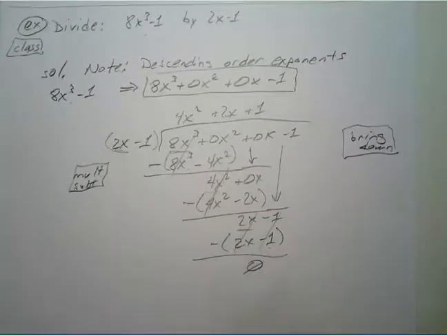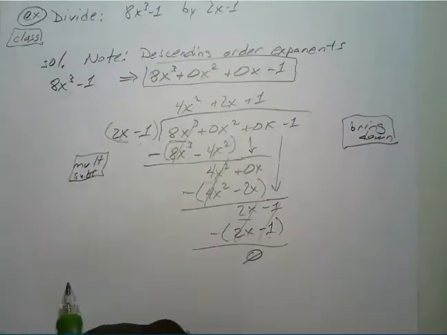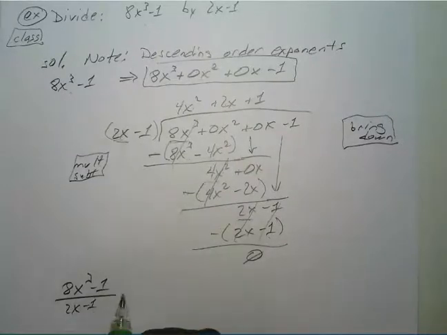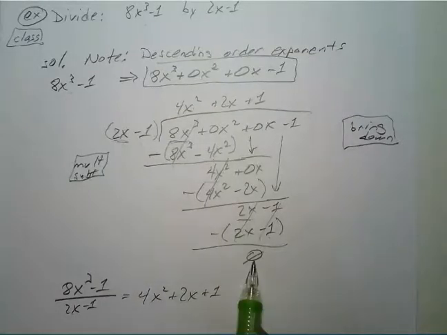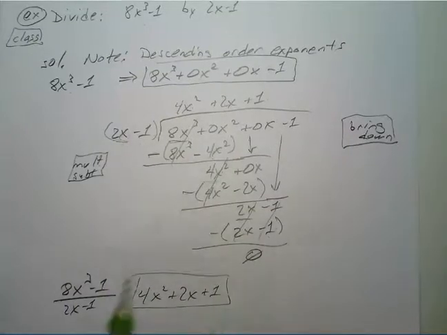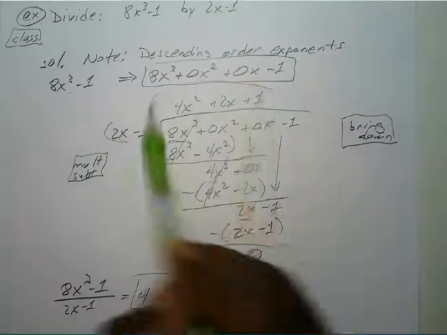So we know that 8x to the third minus 1 divided by 2x minus 1 is equal to 4x squared plus 2x plus 1. And there's no remainder, but if there were a remainder here, you put that remainder over 2x minus 1. But if we put 0 over 2x minus 1, it's just 0, so we leave that out. That's your answer.